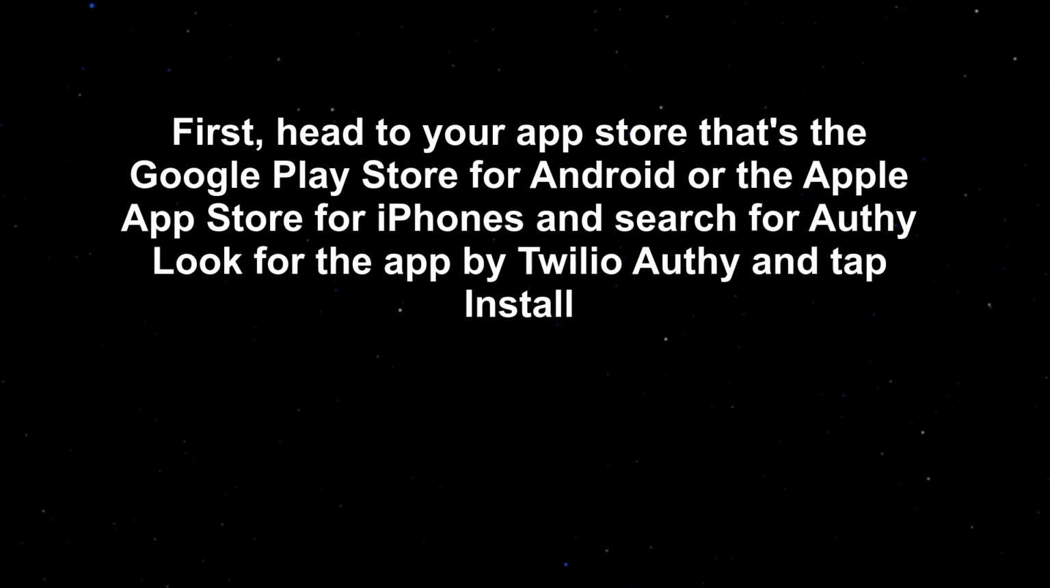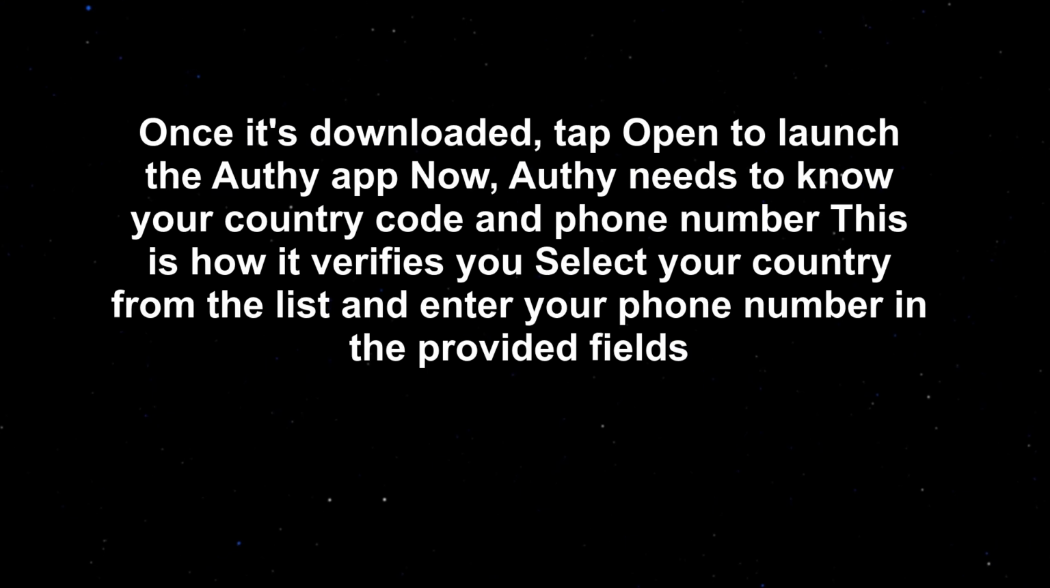First, head to your App Store, that's the Google Play Store for Android or the Apple App Store for iPhones, and search for Authy. Look for the app by Twilio Authy and tap install. Once it's downloaded, tap open to launch the Authy app.